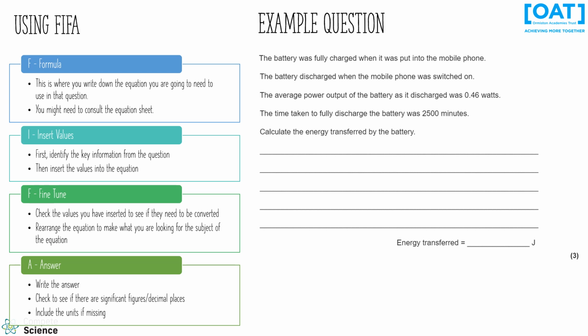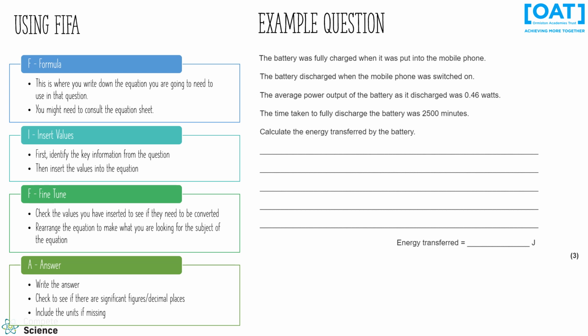So let's have a look at this example. The battery is fully charged when it was put into the mobile phone. The battery discharged when the mobile phone was switched on. The average power output of the battery as it discharged was 0.46 watts. The time taken to fully discharge the battery was 2,500 minutes. Calculate the energy transfer by the battery. How are we going to go about doing this?